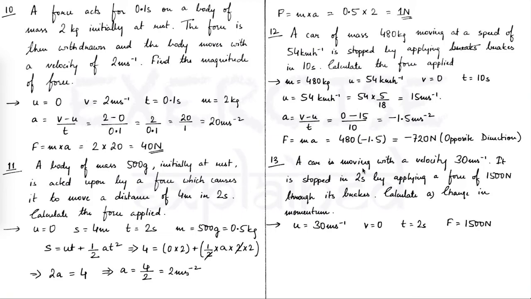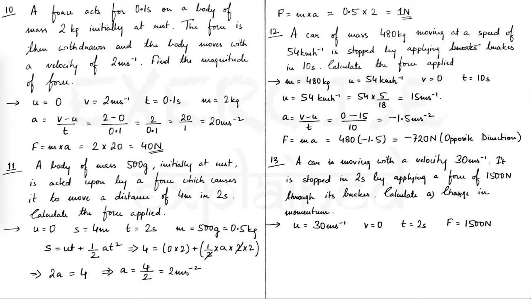A car is moving with a velocity of 30 meter per second. It is stopped in 2 seconds. So here initial velocity will be 30. Stopped in 2 seconds means final velocity is 0 and time is 2 seconds. So I have written the given data. So u is 30 meter per second, final velocity is 0 and t is 2 seconds, by applying a force of 1500 Newton through its brakes. So F is 1500 Newton here.